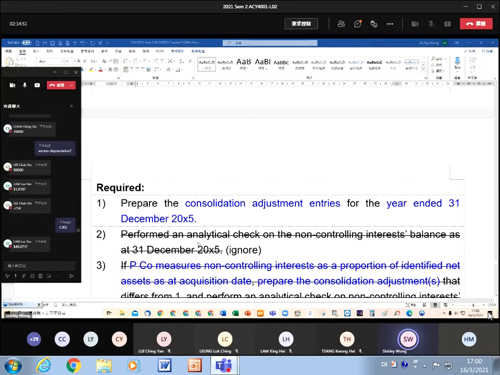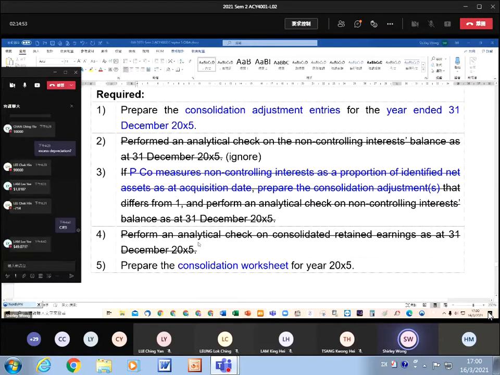And for this question, actually it has 5 requirements. Let me show you one by one. First requirement, prepare the consolidated adjusting entry for the year ended 31st of December 2005. We will do that. Requirement number 5, prepare the consolidation worksheet. I have uploaded the consolidation worksheet for 5.3 and also 5.4. For 5.3, I have already prepared the consol entry together with you. And for the consolidation worksheet, I left it for you to practice yourself.